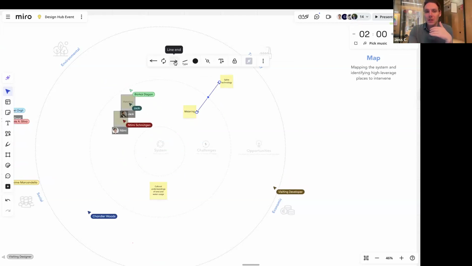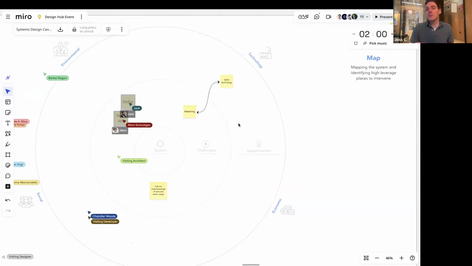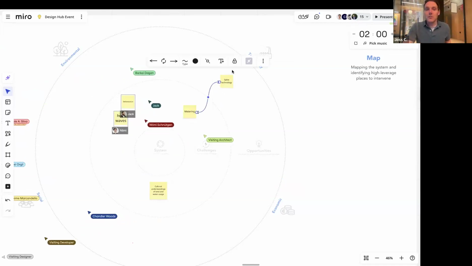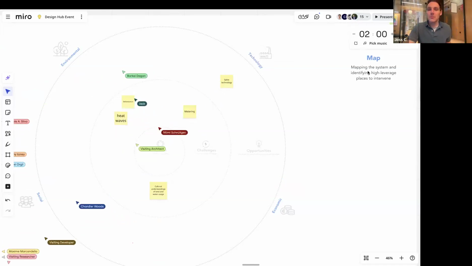We're going to be taking these down afterwards to potentially have them as places we're going to design interventions at. So let's jump in there, people. We've got 2 minutes and off we go.